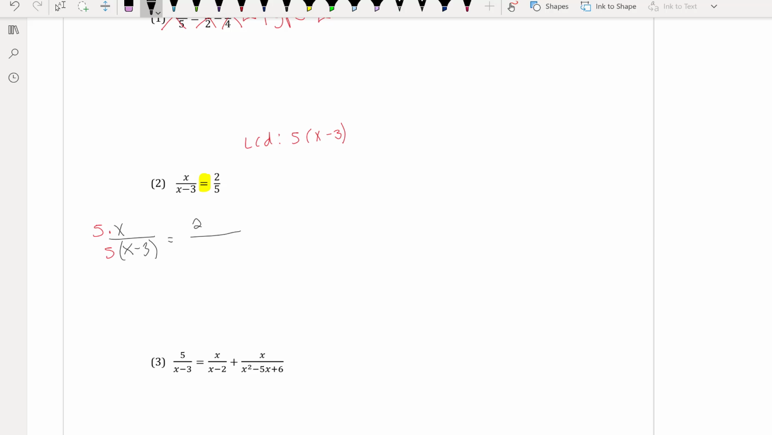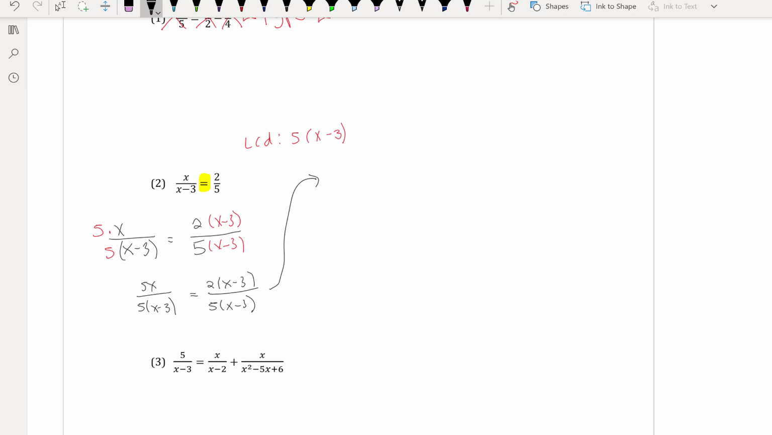Now I deal with that second fraction. I have a 2/5. I don't like the way I wrote that 5, so let me rewrite that. So 2/5. There we go. What's missing from the LCD is the x minus the 3, so I need to multiply top and bottom by what's missing from the LCD. So now I end up having 5x over 5x minus 3 is equal to 2x minus 3 over 5x minus 3, okay?